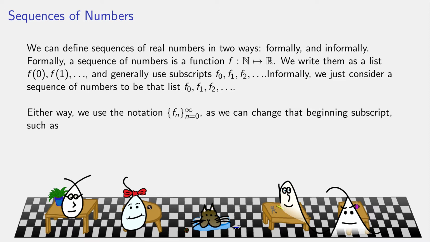Our notation is that we use these braces to denote a set of things, but we then indicate a starting index and a finishing index. And for us, sequences have to contain infinitely many elements, so this finishing index is always going to be infinity. We can, however, change that beginning subscript. So if I say, for example, f sub n equals 4 to infinity, I start at 4. So I start with f sub 4, f sub 5, f sub 6. In practice, we're pretty much always going to start either at 0 or at 1. Every once in a while, it's going to be inconvenient to start at 0, but it's not a big deal.